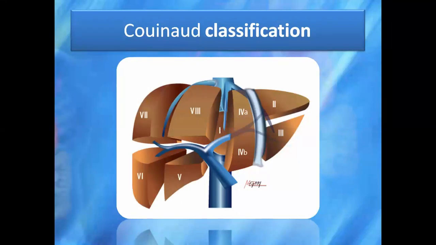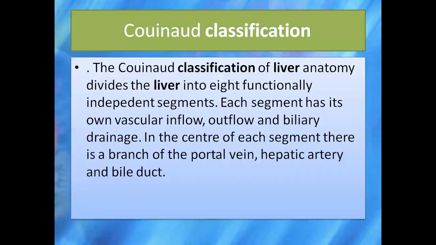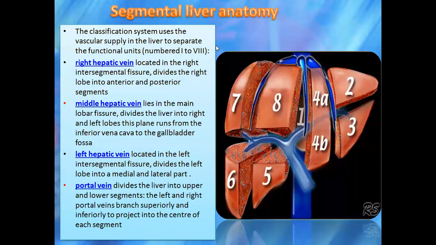Couinaud classification. The Couinaud classification of the liver anatomy divides the liver into 8 functionally independent segments. Each segment has its own vascular inflow, outflow, and biliary drainage. In the center of each segment is a branch of the portal vein, hepatic artery, and bile duct. This is the segmental anatomy of the liver.